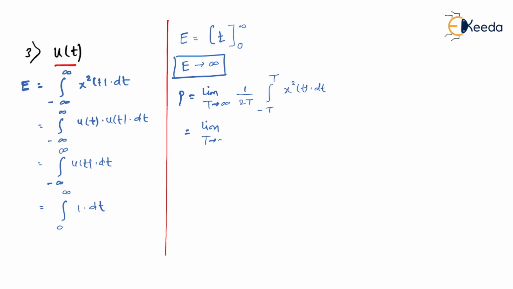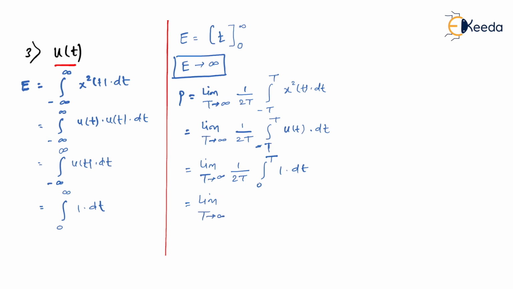Again, it is limit T tending to infinity 1 upon 2T from minus T to T. x square of t means u square of t. u of t into u of t is u of t itself. We know that u of t is a right-handed signal, so definitely from minus T to 0, it will be 0. Therefore, it is going to change the limit. Limit T approaching infinity 1 upon 2T, 0 to T, and during this positive duration of time, the value of u of t is always 1. So it is 1 dt.